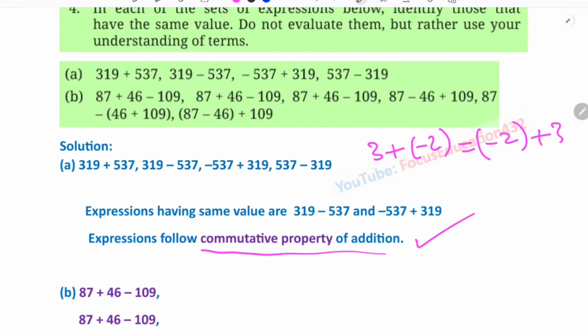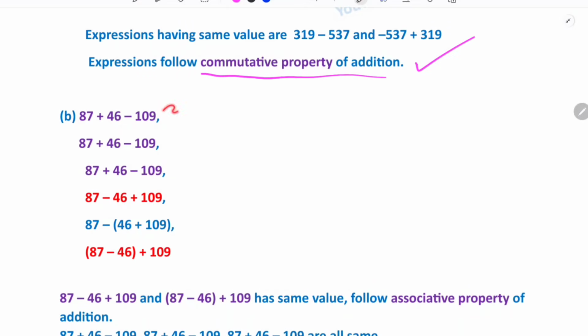Now the second one. Okay, in the second one there are many expressions. 87 plus 46 minus 109, 87 plus 46 minus 109, both are same here. 87 plus 46 minus 109, this is also same. 87 minus 46 plus 109, this is different. So we have to check what are same. Here, if you see this one, this is continuing from here. If you remove this minus sign, this becomes minus 46 minus 109. Clear?